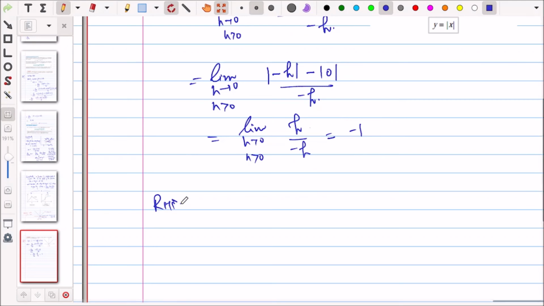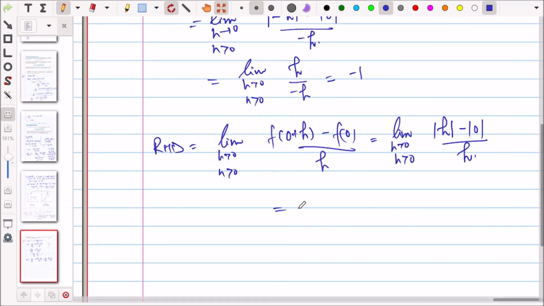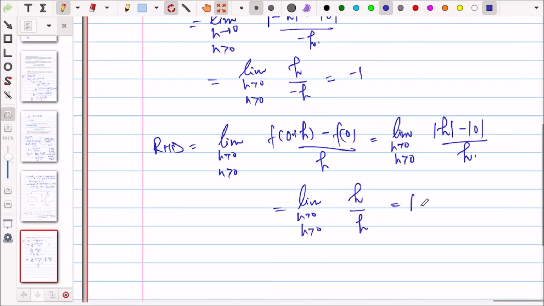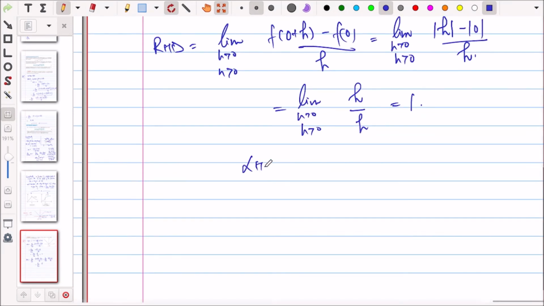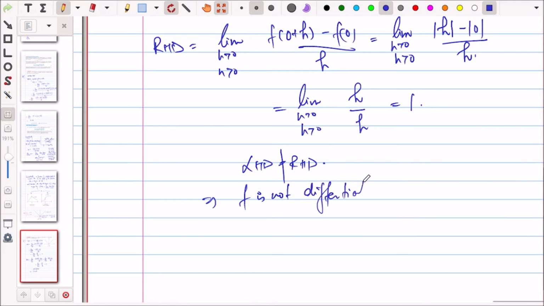Now what about the RHD? The RHD will be limit h tends to 0, h greater than 0, f of 0 plus h minus f of 0 upon h, which is equal to limit h tends to 0, h greater than 0, mod h minus mod 0 upon h. This is equal to h by h, because h is positive. So LHD is not equal to RHD. This implies f is not differentiable at x equal to 0.